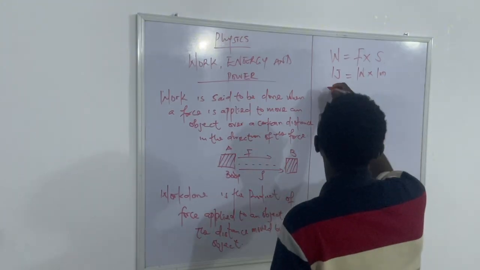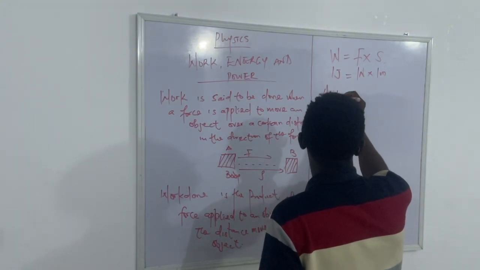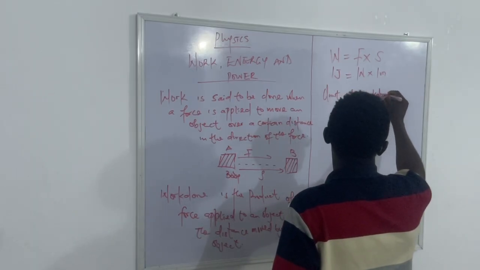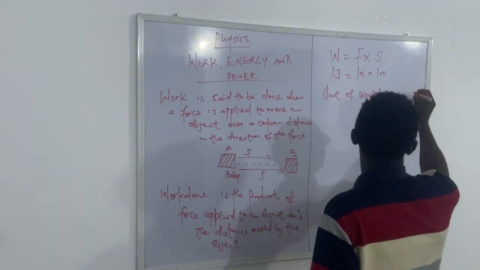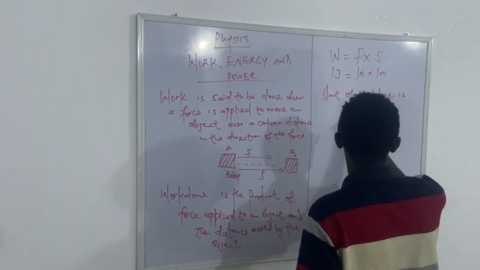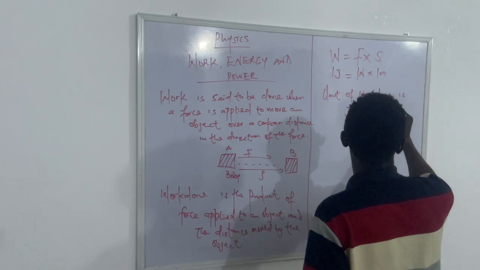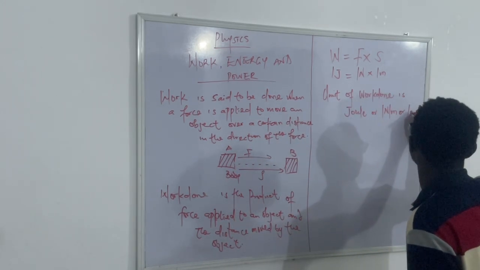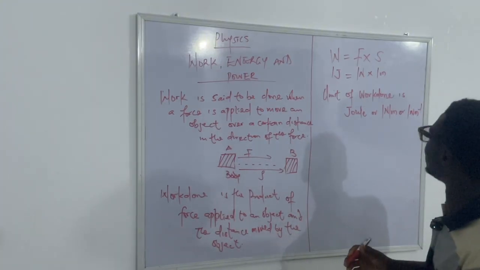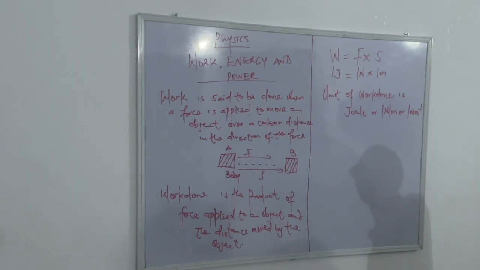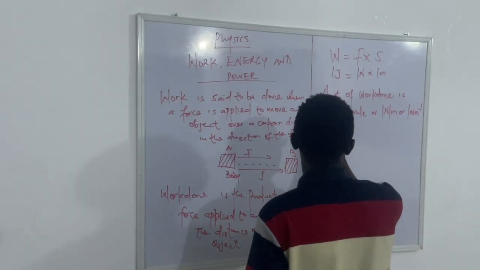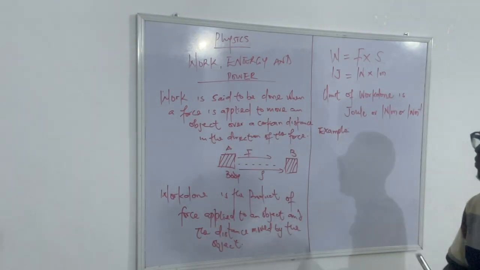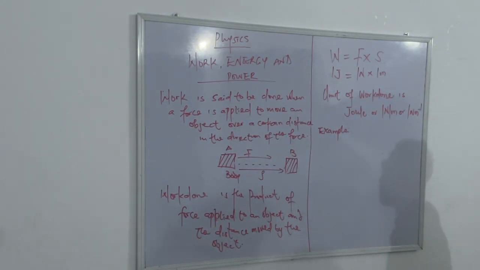I believe we're following. Which means that the unit of work done is joule, or 1 Newton meter. Or you write it like this: 1 Newton per meter, raised to power 1. Now, let's solve an example. Are we together? Let's solve an example.